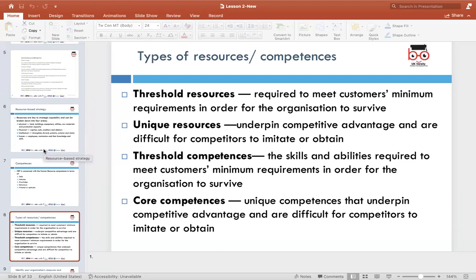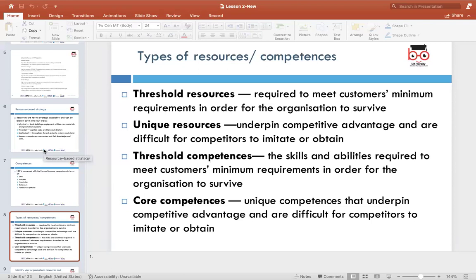Now, this slide again, they've broken down the types of resources or competencies. So they've broken them down into threshold and unique resources. Threshold resources are the minimum threshold that's required to basically meet the customer's requirements. All right, so these are resources that they need irrespective. They can't compromise on them.